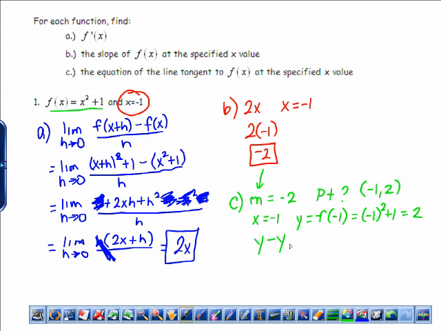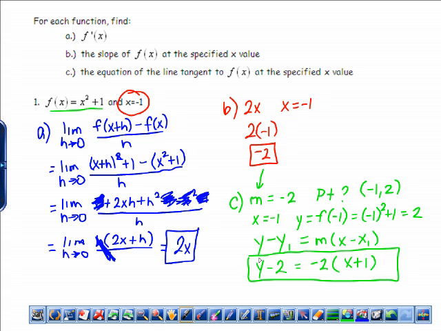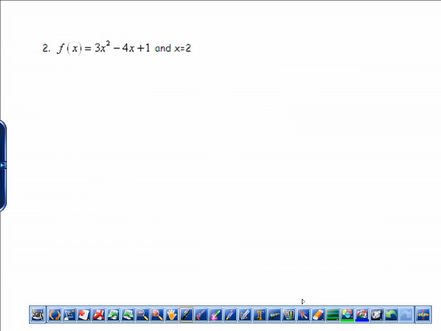So if you remember, y minus y1 equals m, parentheses, x minus x1, we're going to plug that in to find the equation of the line. So I have y minus 2 equals -2, x minus -1, or we could say x plus 1. And the best part about calculus is you get to leave your line that way. You don't have to simplify it. Okay, let's try another one.